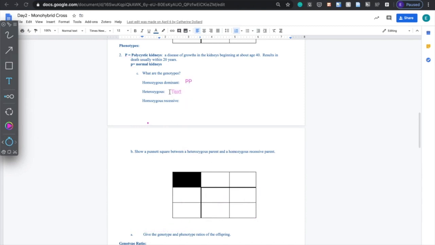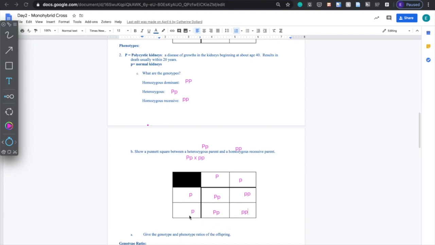Okay, so now it asks, show a Punnett square between a heterozygous parent, which we know is going to be uppercase, lowercase, and a homozygous recessive, lowercase, lowercase. So we're gonna fill in that Punnett square. One parent on top, one parent on the side. And then fill in, I know it's hard to read the P's, but I'm gonna fill in that. And then it asks just simply the genotype and phenotype ratio.